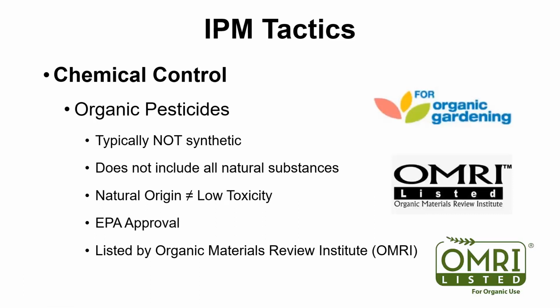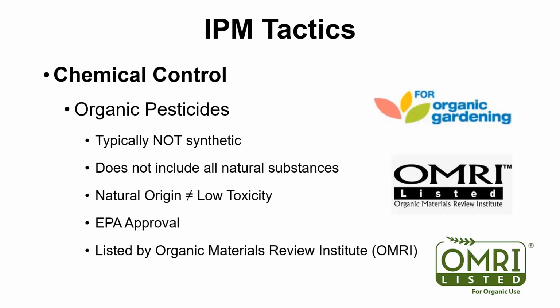Some people say, I only use organic pesticides. So I just want to tell you what that means. Something that is organic is typically not synthetic, right? It's found in nature typically. But it does not include all natural substances. It can have other things, inert ingredients that are not necessarily natural. This is the most important thing, and I want to highlight this.